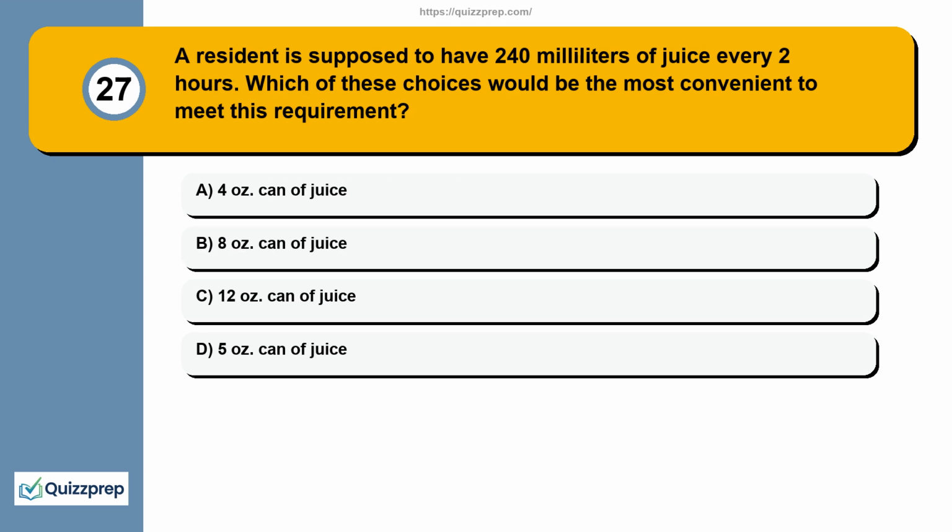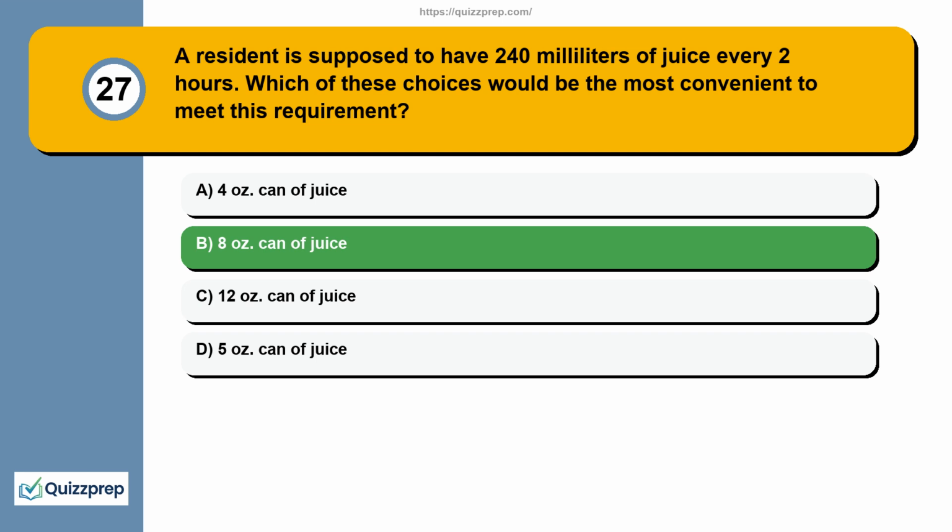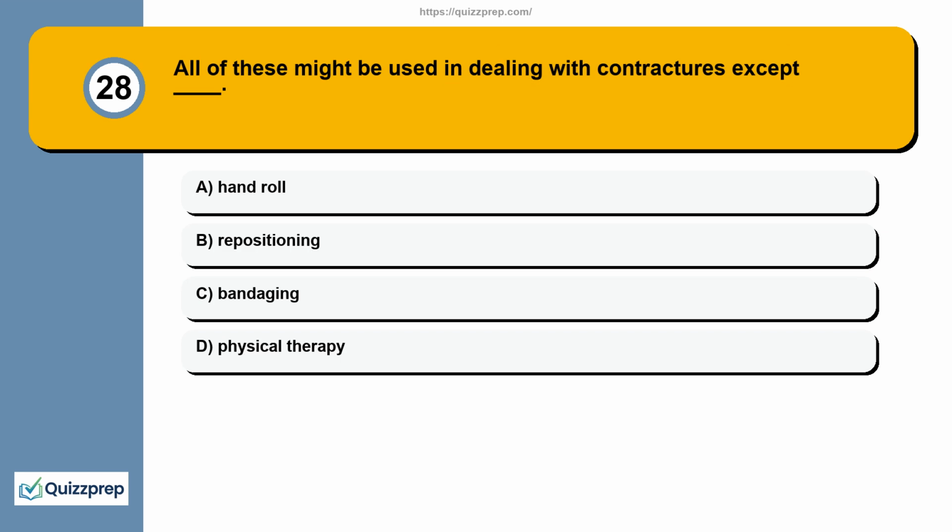Question 27. A resident is supposed to have 240 milliliters of juice every 2 hours. Which of these choices would be the most convenient to meet this requirement? 4 ounce can of juice, 8 ounce can of juice, 12 ounce can of juice, 5 ounce can of juice. Question 28. All of these might be used in dealing with contractures except hand roll, repositioning, bandaging, physical therapy.